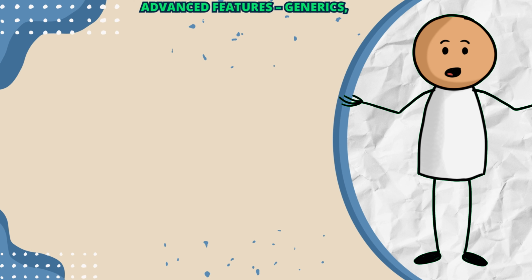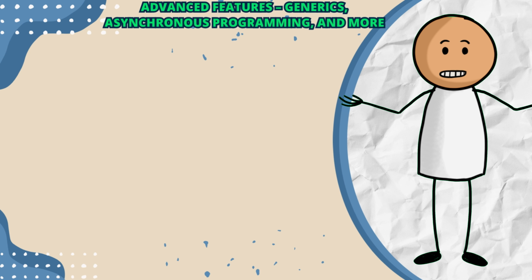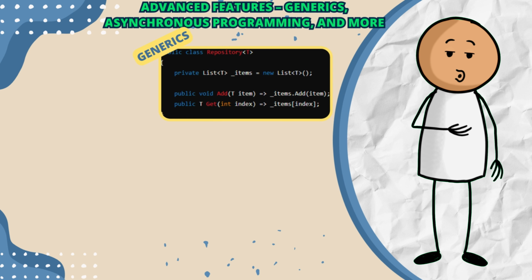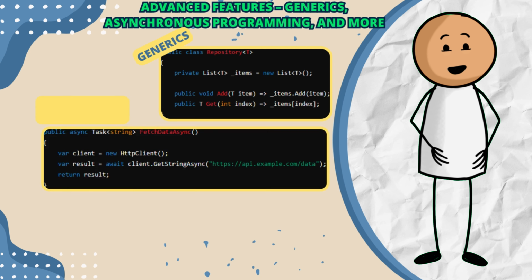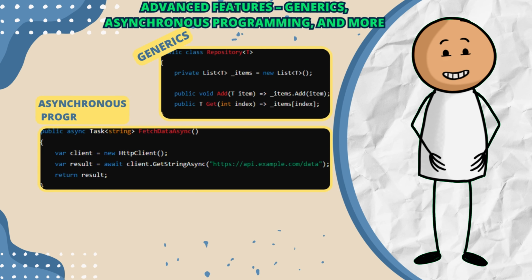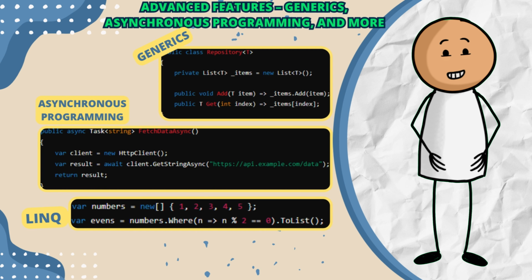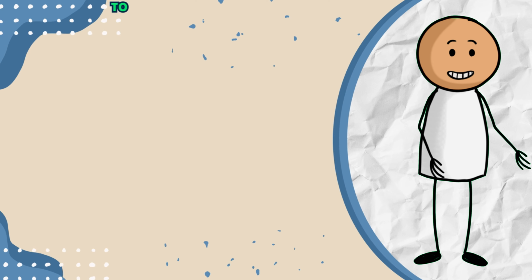As you grow more comfortable with C#, you'll encounter advanced features that make your code more flexible and efficient. Generics allow you to create methods and classes that work with any data type. This promotes code reusability and type safety. Asynchronous programming, with async and await, C# makes it easier to write responsive applications that perform time-consuming operations without freezing the user interface. LINQ, Language Integrated Query, a powerful feature that allows you to query collections of data in a declarative way. It's like SQL for data structures.